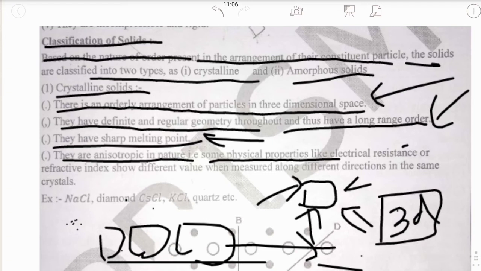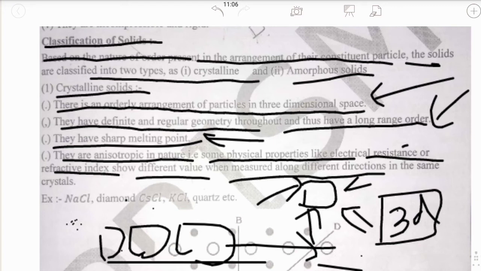Some physical properties like electrical resistance or refractive index will show different values when measured along different directions in the same crystal. NaCl, diamond, KCl, quartz, etc. are some examples of crystalline solids.